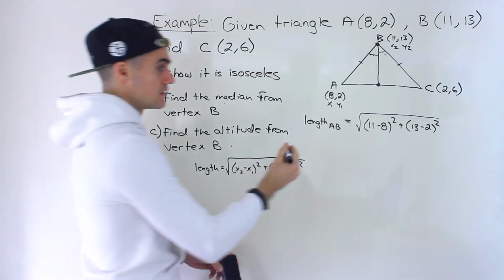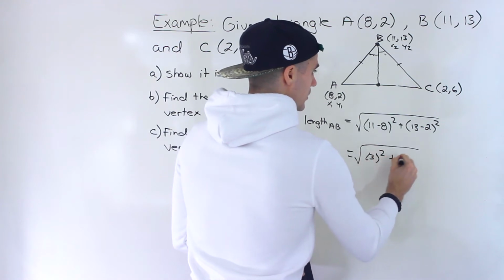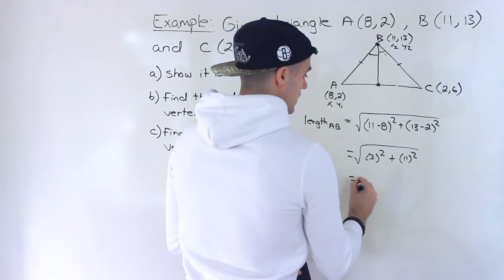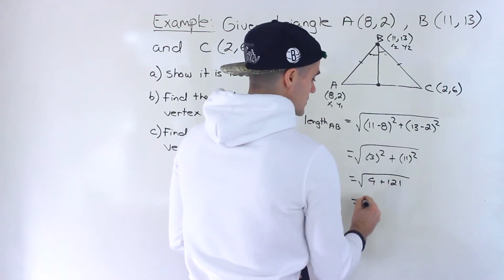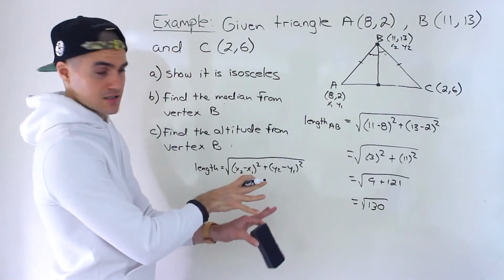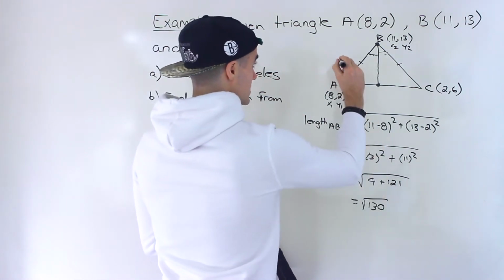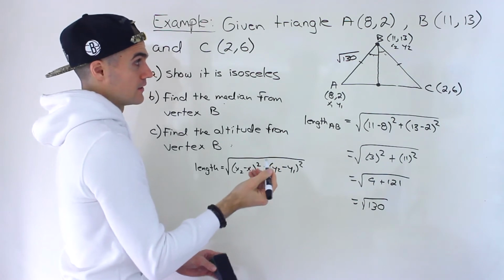11 minus 8 is 3, plus 13 minus 2 is 11, so we'd end up with 9 plus 121, which would give us the square root of 130. I'm going to leave it as an exact value. If you want to get the decimal, you could do that as well. I'm going to leave it like this. So this length ends up being root 130.